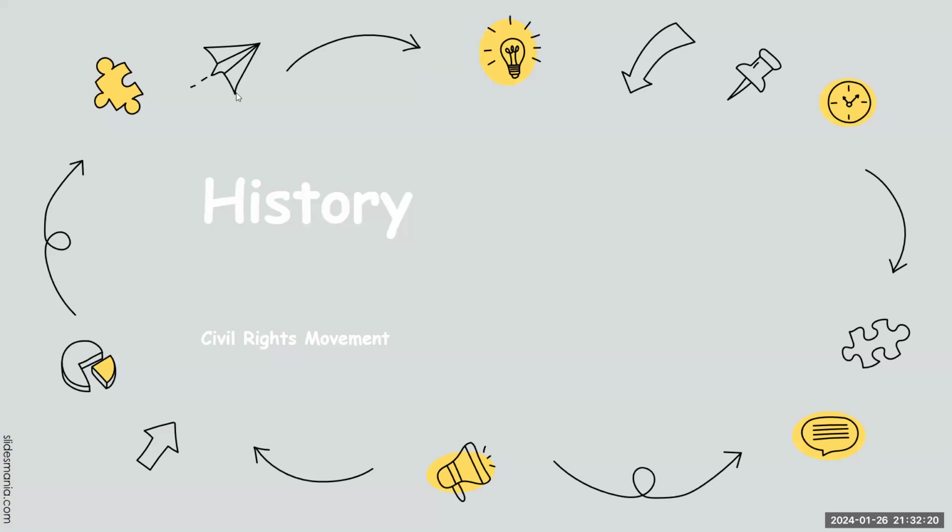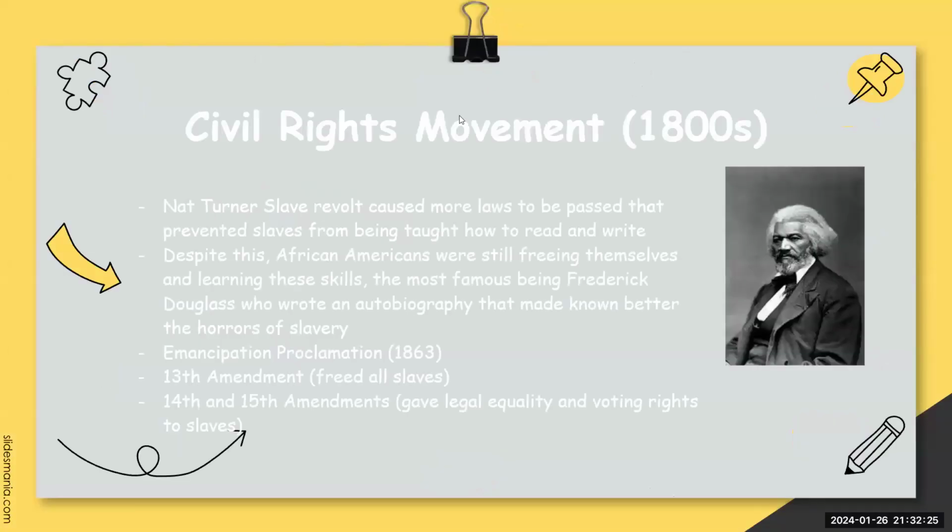All right, in history, we'll be covering the civil rights movement. So in the 1800s, this was before the Civil War started. There was Nat Turner's slave revolt, which caused more laws to be passed that prevented slaves from being taught how to read and write. But despite this, African Americans were still freeing themselves from slavery and learning these skills. The most famous being Frederick Douglass, who wrote an autobiography that made known better the horrors of slavery.